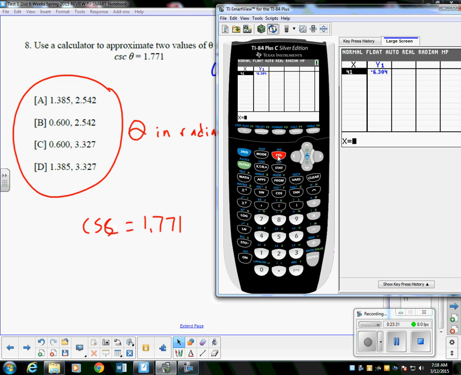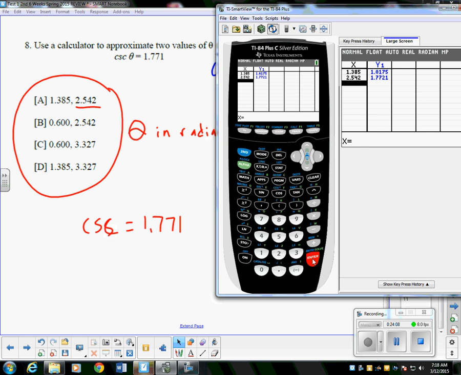1.385 is my first answer in A, and what I want to know is, does that give me 1.771? And it doesn't. All right, what about 2.542? That gives me 1.772. Now, I know that's a little crazy; my calculator is rounding a little bit more than some others. But 2.542 is a potential answer right there. The problem is both of those numbers don't work, so A cannot be an answer choice.